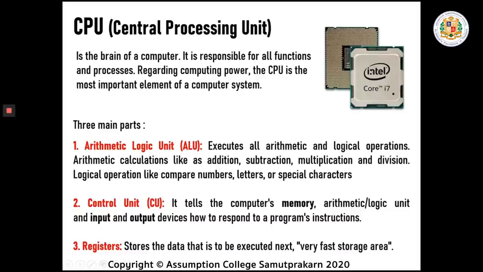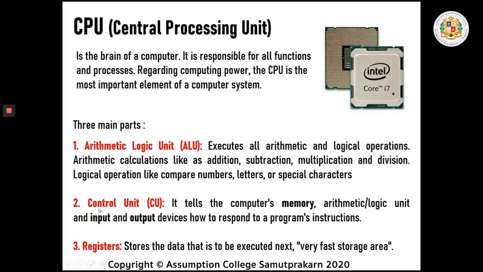Okay, because of this powerful processor, the CPU. In CPU we have three main parts. Why is it powerful in calculating or computing? Because CPU has an arithmetic logic unit. So the arithmetic logic unit executes all arithmetic and logical operations like addition, subtraction, multiplication, and division. Logical operations like comparing numbers, letters, special characters. Okay, it's all logical.